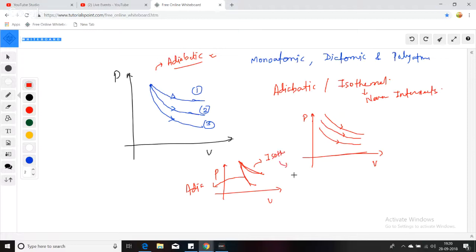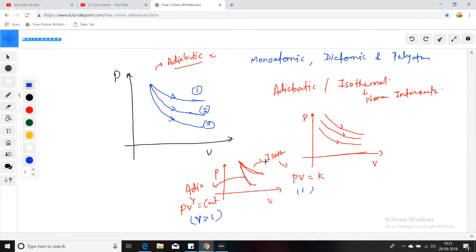For isothermal, what condition do we have? PV is equal to constant. For adiabatic, what condition do we have? PV to the power gamma is equal to constant. Can we say one thing? What is the power of V here? In the isothermal case the power of V is 1. In the adiabatic case the power of V is gamma, which is more than 1. Yes or no?